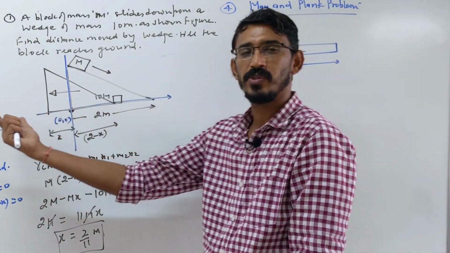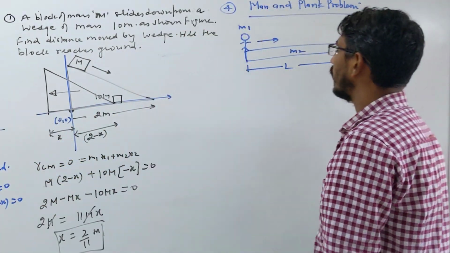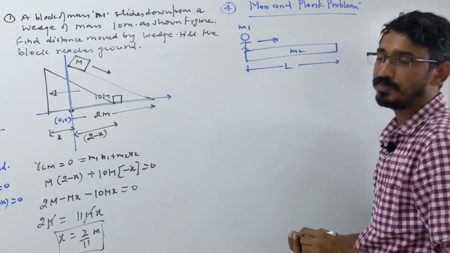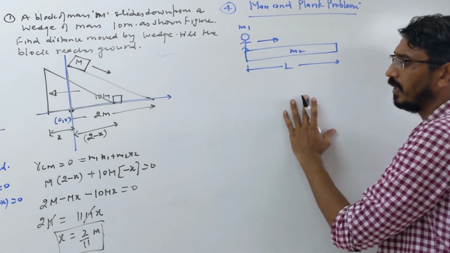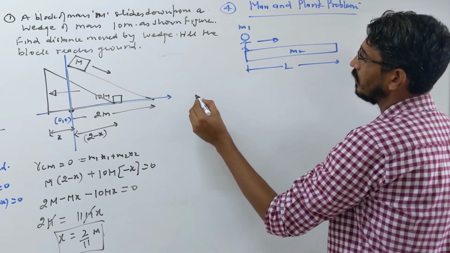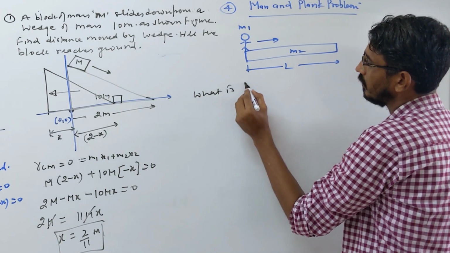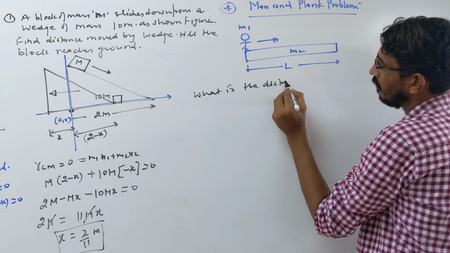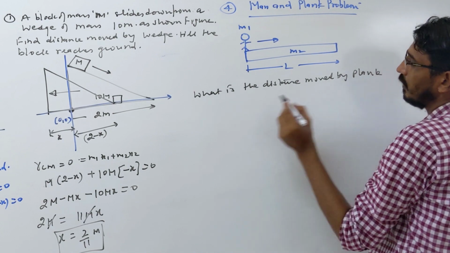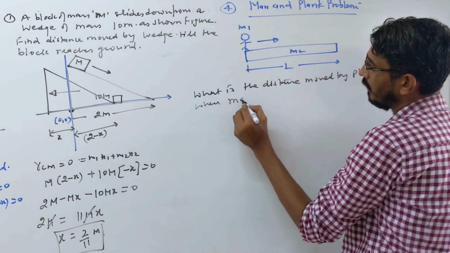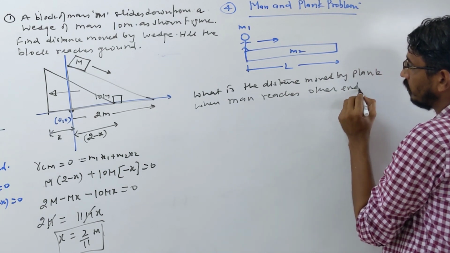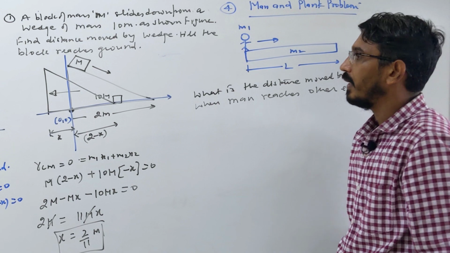Exactly, all the questions are similar, very simple. So again they are asking how much distance is moved by the plank till the man goes to the other end. I am not giving a numerical example, I am trying to say the same answer will come. So let me write a few words. What is the distance moved by the plank when the man reaches the other end? So the man is walking and going to the other end, and what is the distance?